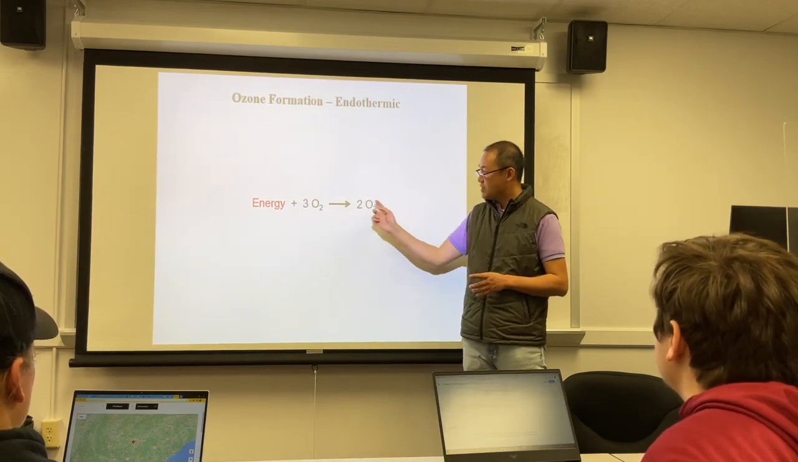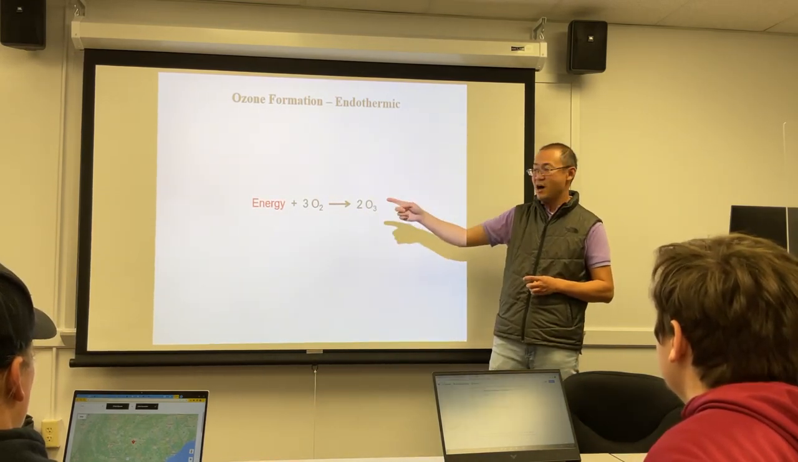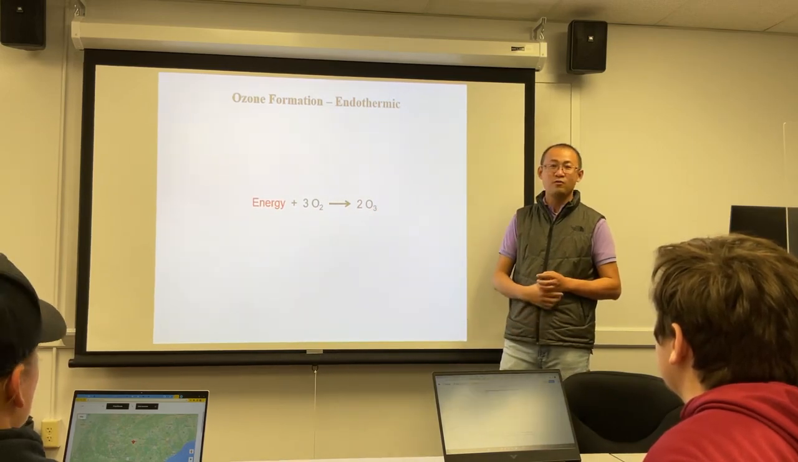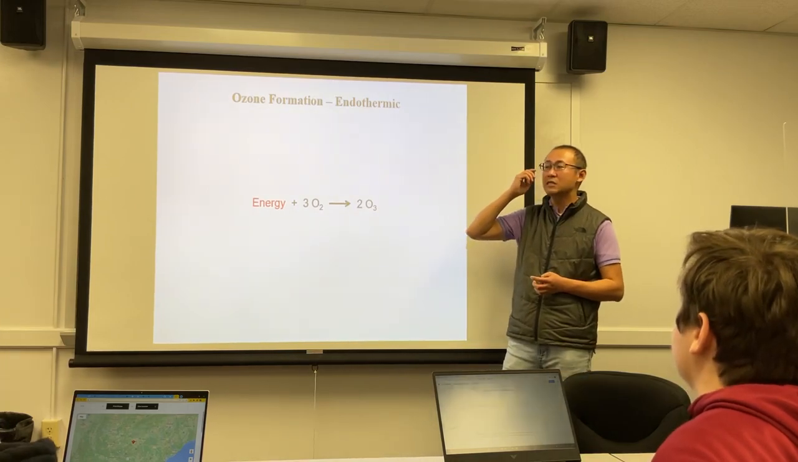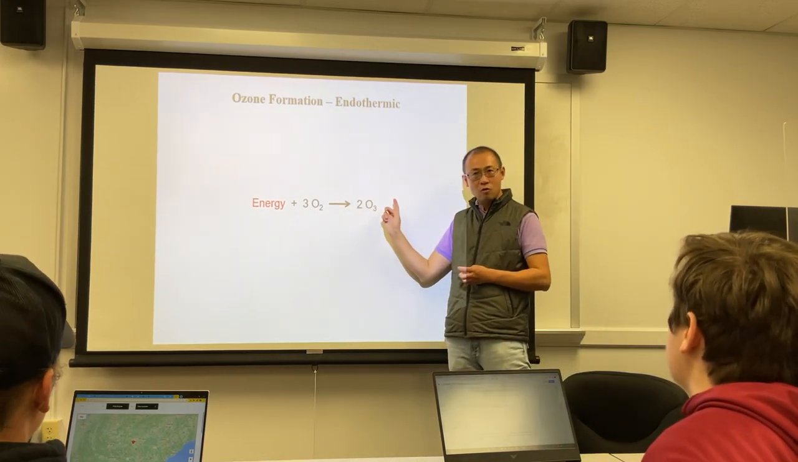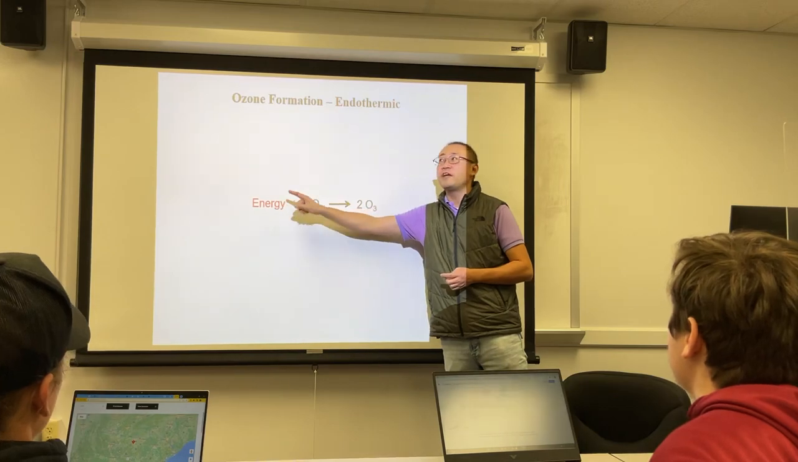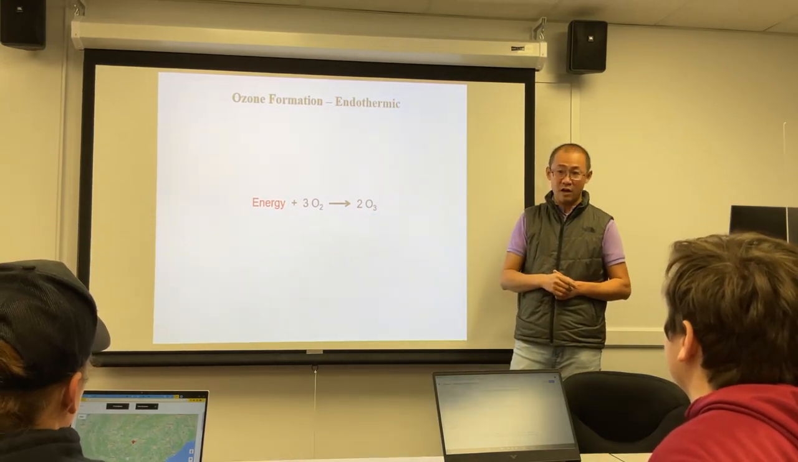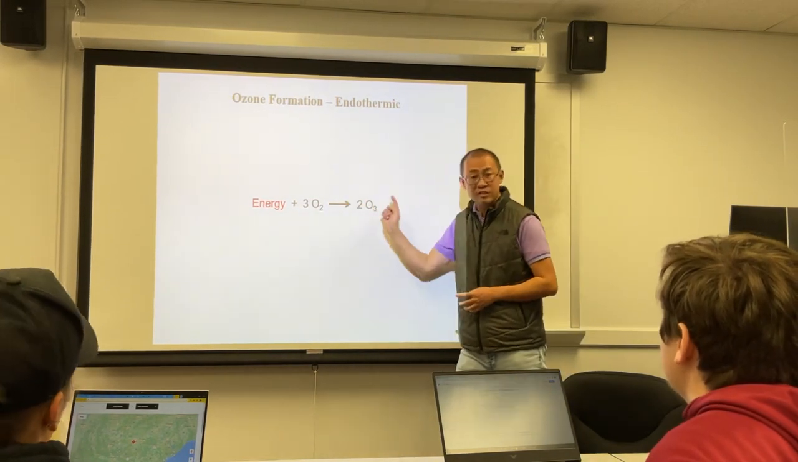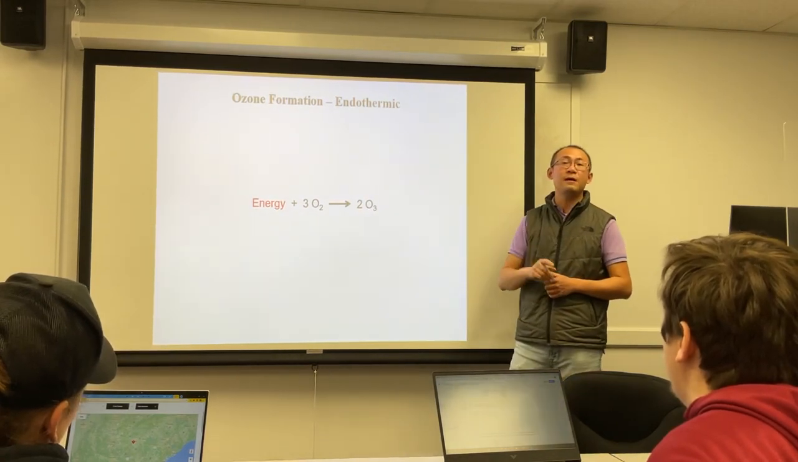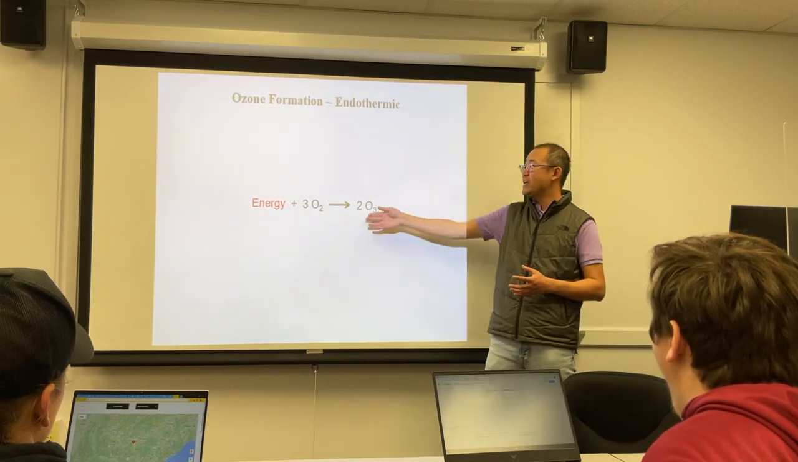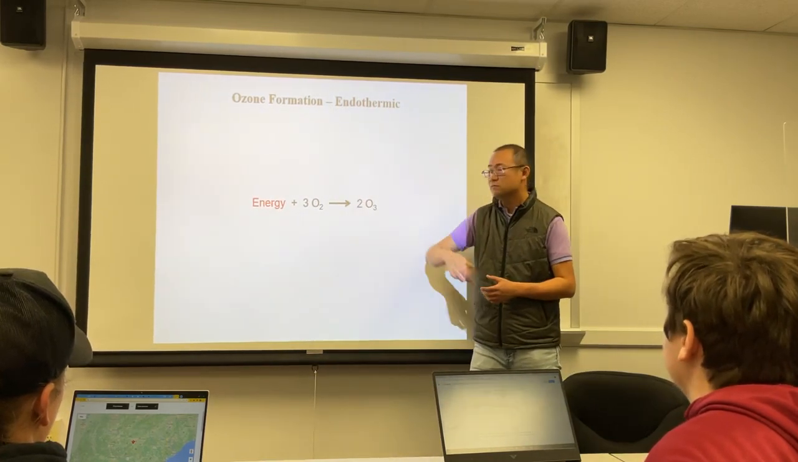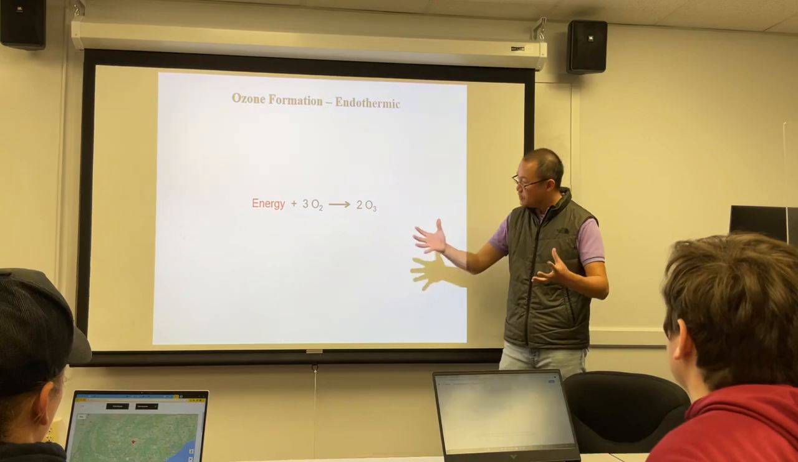You can see this reaction is balanced, right? Three oxygen end up as two ozone. But this process, converting oxygen to ozone, needs a lot of energy. And it's not a single step. It actually involves two to three steps. This one just shows you overall what happens. How do we get ozone? Energy and oxygen.